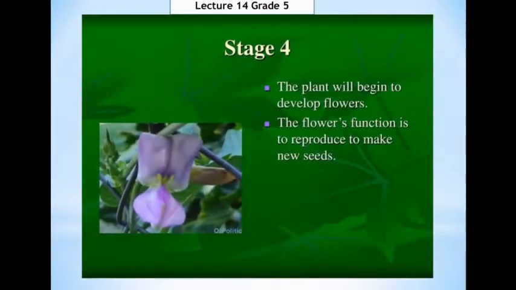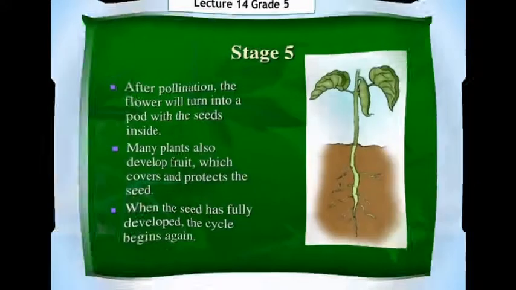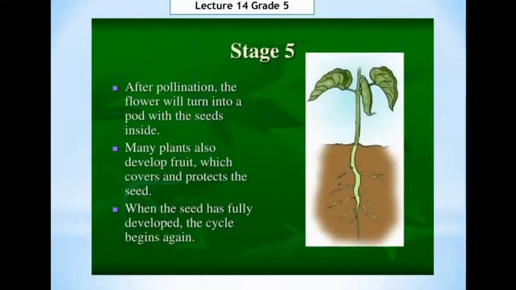In the fourth stage, the plant will begin to develop flowers. The flower's function is to reproduce and make new seeds by the process of pollination. In the fifth stage, after pollination, the flower will turn into a pod with the seeds inside. Many plants also develop fruit which covers and protects the seed. When the seed has fully developed, the cycle begins again and thus the plant completes its life cycle.